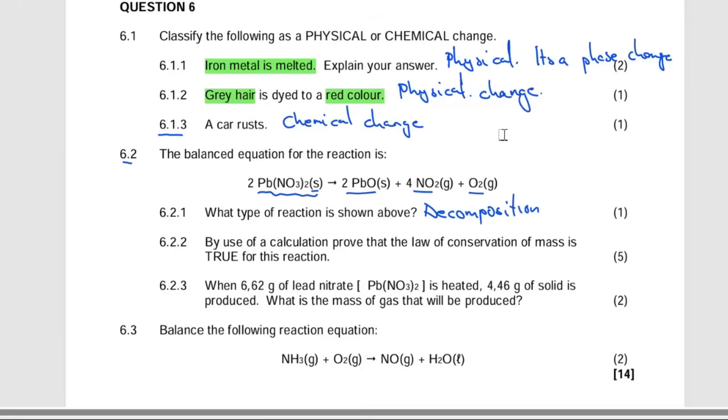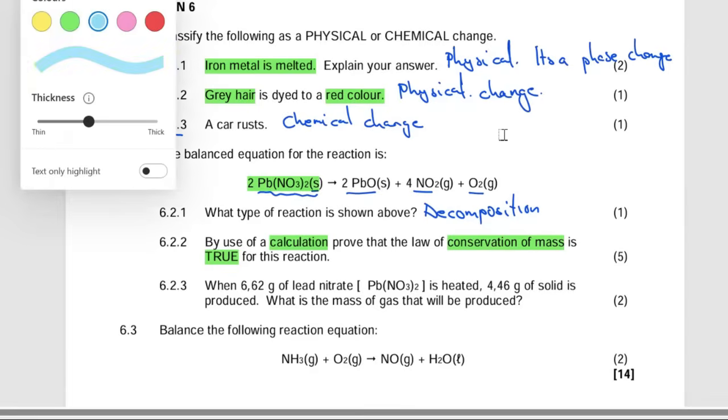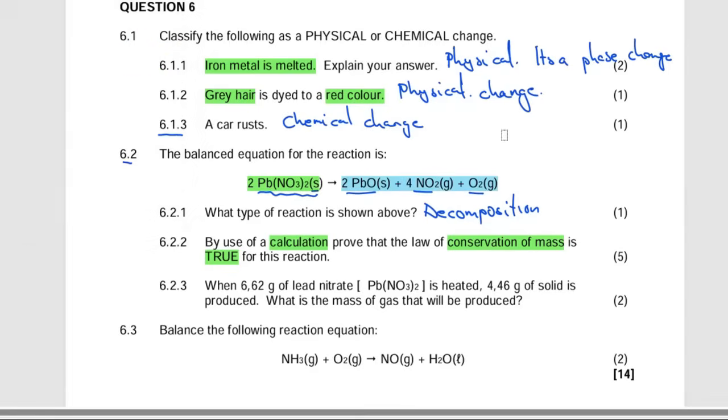So we're supposed to use a calculation to prove that the law of conservation of mass is true for this reaction, right? So the law of conservation of mass says that whatever we have on our left side should be equal to what we have on our right hand side, right? So these masses should be equal from our left to our right.